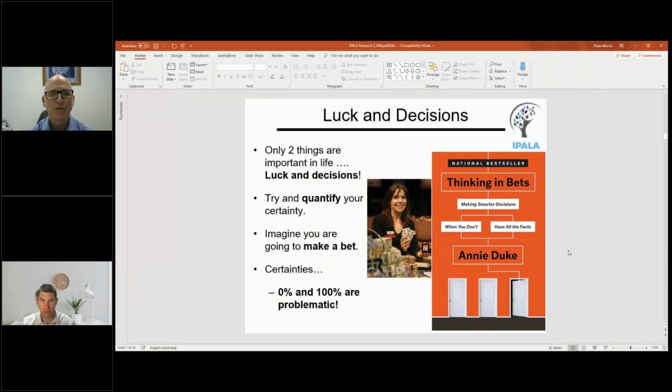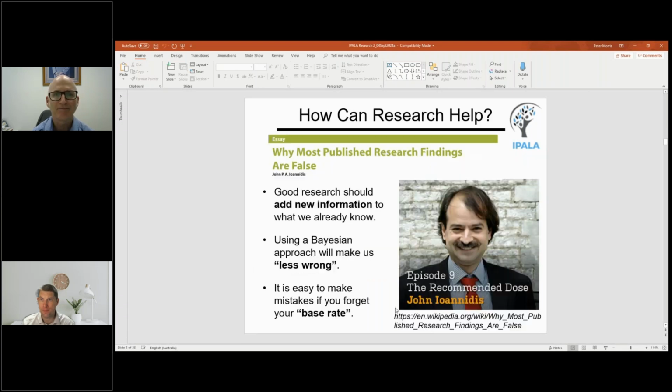Her area of expertise is decision making. She believes that there are only two important things in life: luck and decisions, and she wants to try and help people make better decisions. And she thinks you can do that if you quantify your certainty and imagine that you're going to make a bet about something, and how confident are you that you're making the right bet. Importantly, we often think in black and white terms, but certainties or probabilities of 0% and 100% are problematic. They almost never apply.